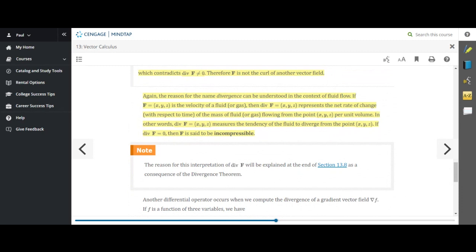So the divergence of the vector field measures the tendency of the fluid to diverge from a point. And if the divergence of F is equal to 0, then the vector field F is said to be what's called incompressible.